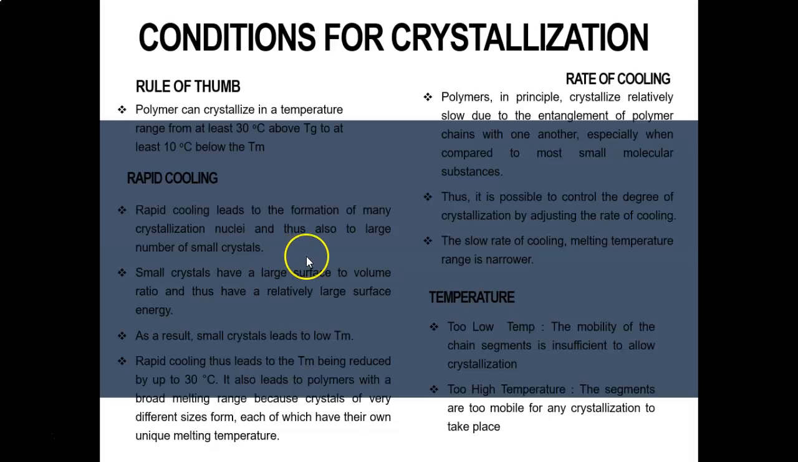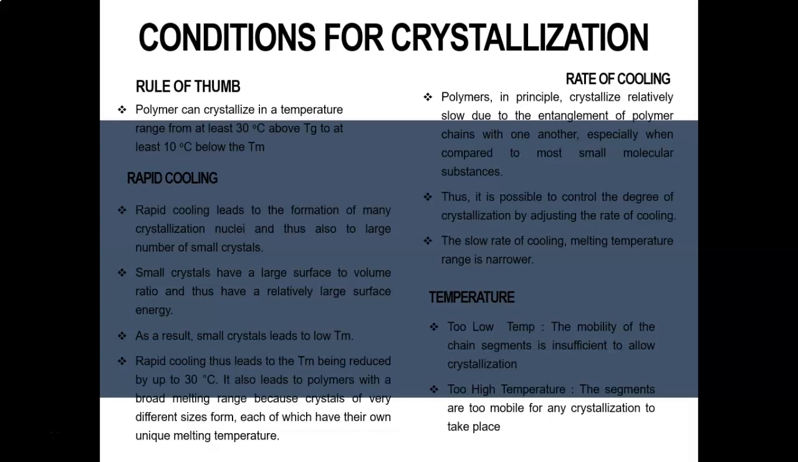If we have a rapid cooling, it will show a broad melting temperature, which must be avoided. But it actually depends on the application of the polymer itself. Rapid cooling leads to the formation of many crystallization nuclei, and thus also to a large number of small crystals. Small crystals have a large surface to volume ratio and thus a relatively large surface energy. As a result, small crystals lead to a low Tm, and rapid cooling thus leads to the Tm being reduced by up to 30 degrees C.